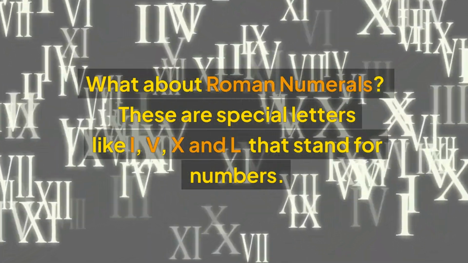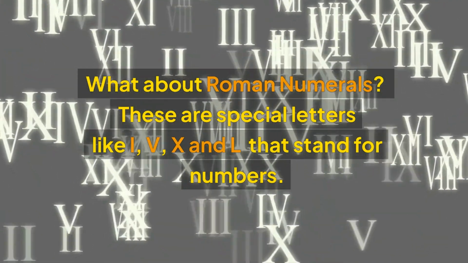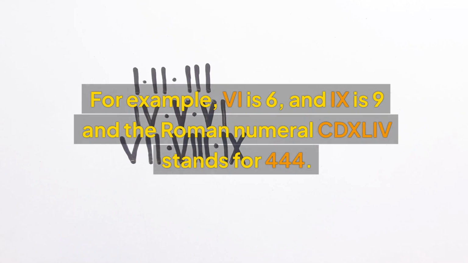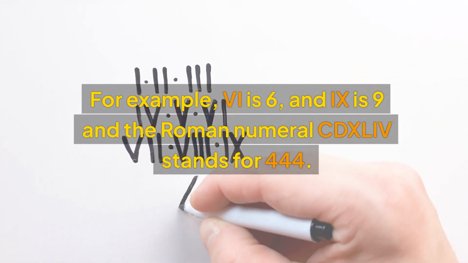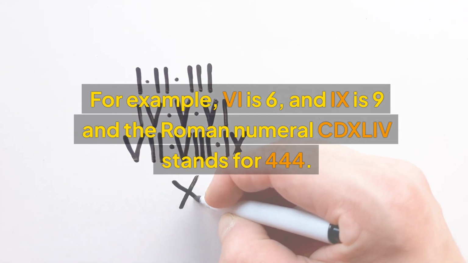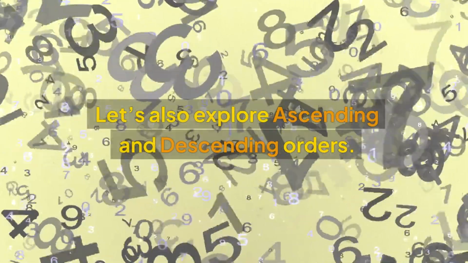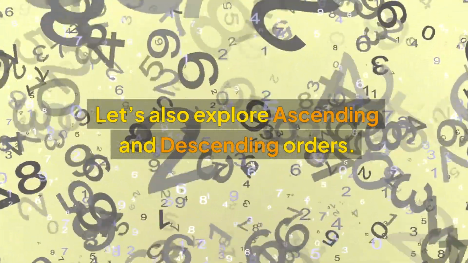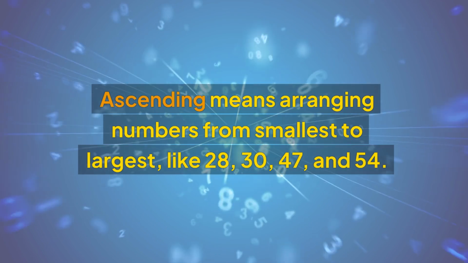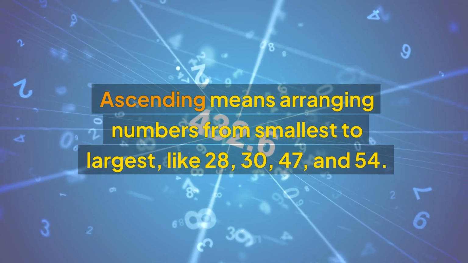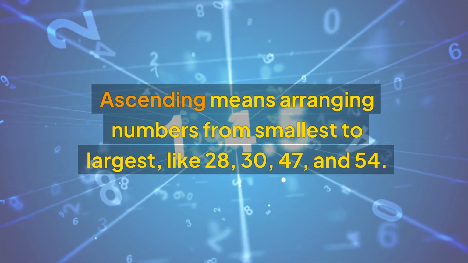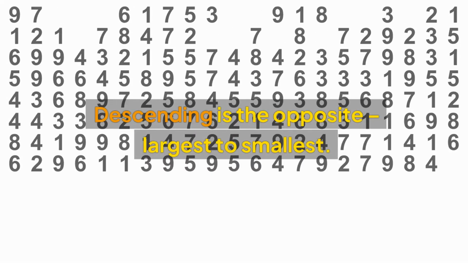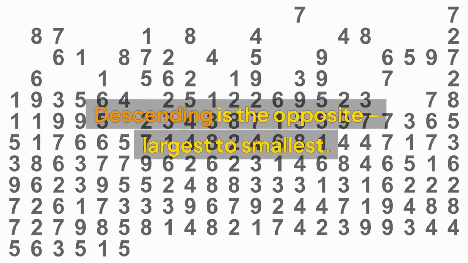What about Roman numerals? These are special letters like I, V, X and L that stand for numbers. For example, VI is 6, and X is 9, and the Roman numeral CDXLIV stands for 444. Let's also explore ascending and descending orders. Ascending means arranging numbers from smallest to largest, like 28, 30, 47, and 54. Descending is the opposite, largest to smallest.